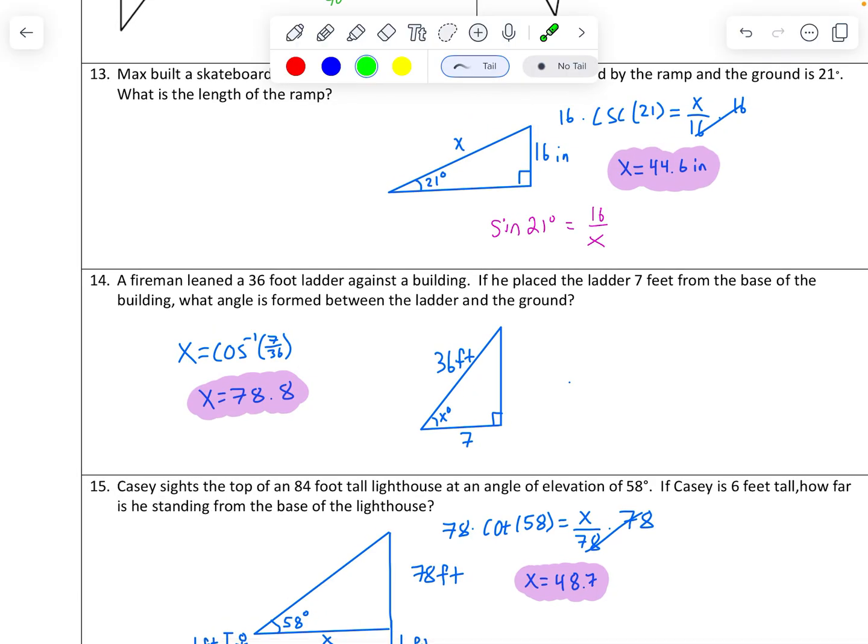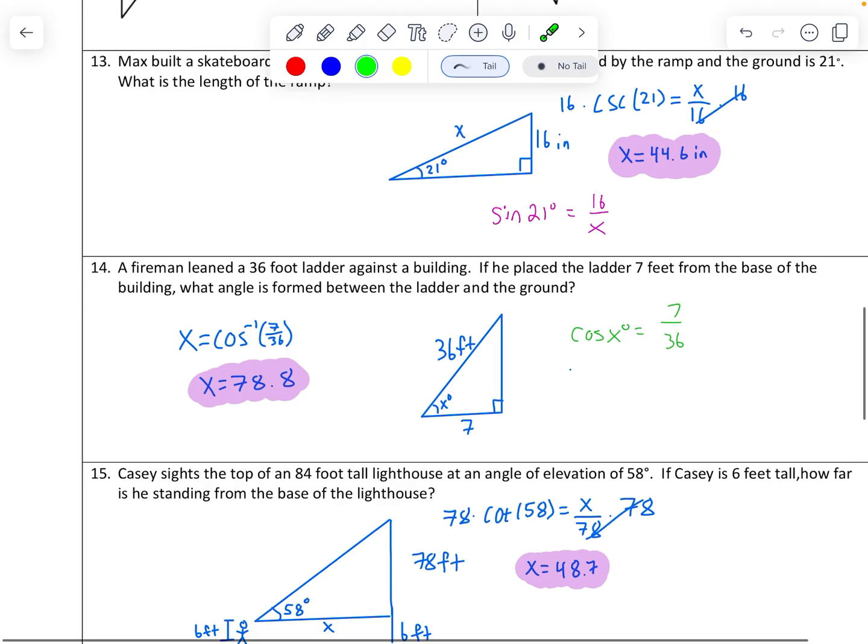Let's see, 14. A fireman leaned a 36-foot ladder right here against a building. Here's the building. If he placed the ladder 7 feet from the base of the building, so this is 7 feet away, what is the angle formed between the ladder and the ground? So this angle. So now we're searching for a missing angle. We have adjacent and hypotenuse. So that means we're going to use cosine. So cosine of x degrees is 7 over 36. Once again, to get x by itself, do cosine inverse of both sides.